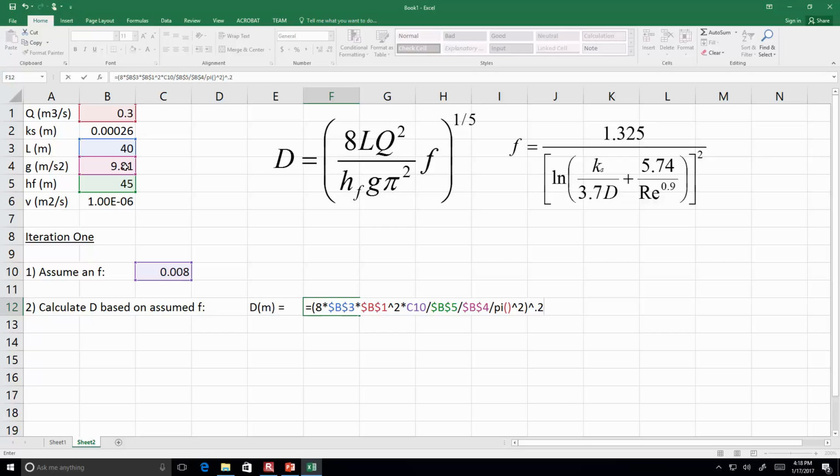Okay, so did I get that right? 8L Q squared times F, and then having all these divided bys is the same as if I had a parentheses and then was multiplying them. Divided by H sub F, divided by G, divided by pi squared.